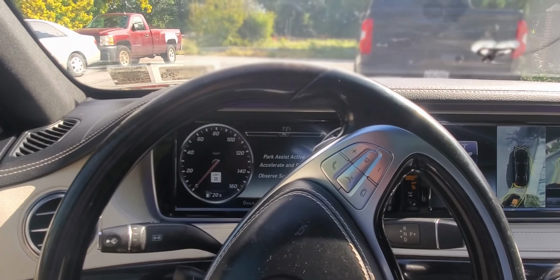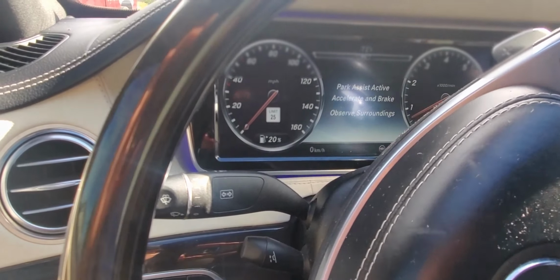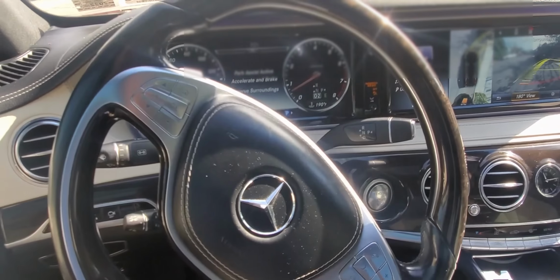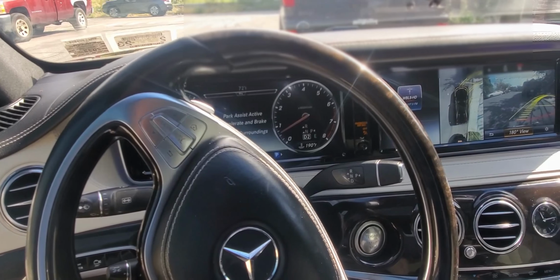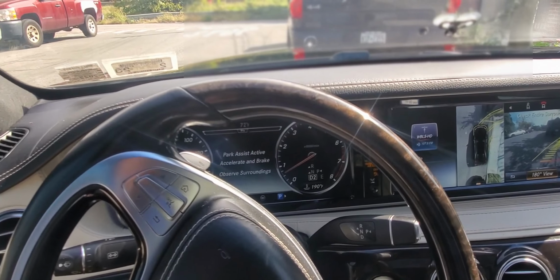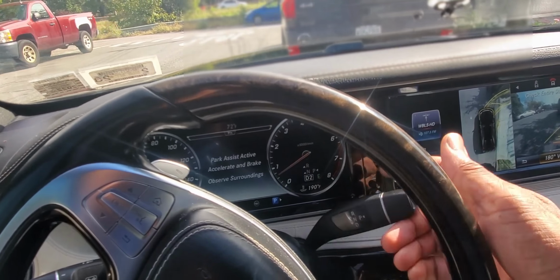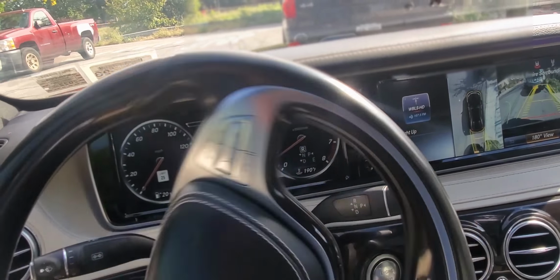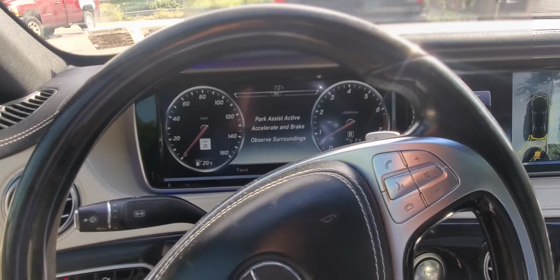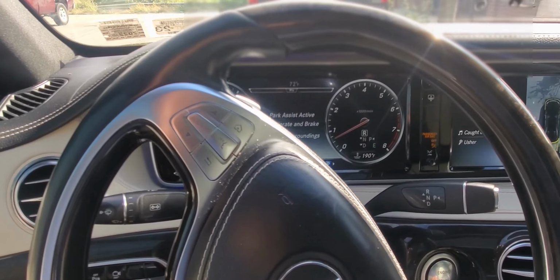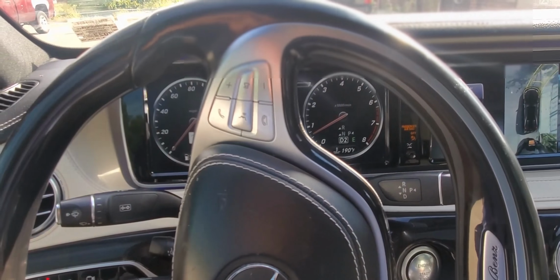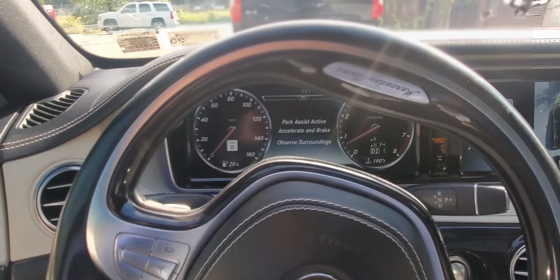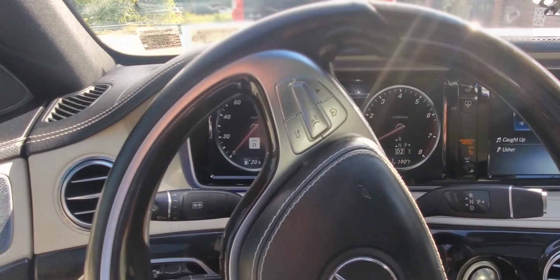Now I'm going to put the car in drive. Watch the steering wheel do its thing again. We put the car in reverse, and my foot is on the brakes at all times. I'm going to put the car in drive now, and when this parking assist is finished, it's going to say completed.